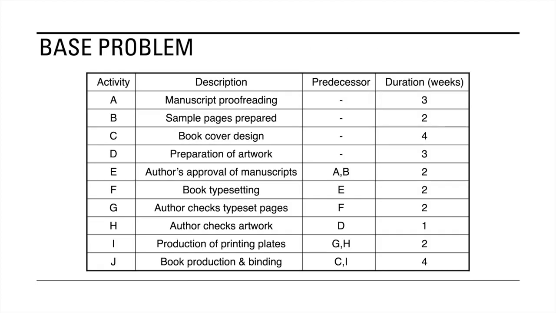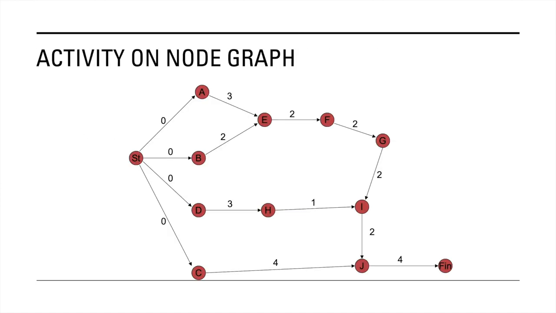If you look at the base problem, especially its predecessors, if you look at A, B, C, and D, A, B, C, and D do not have any predecessors. And therefore, in terms of the graph, their main predecessor, in quotation marks, is what I call the start node. So as you can see, I have a node ST to represent the start and an outbound arc towards A, B, C, and D.